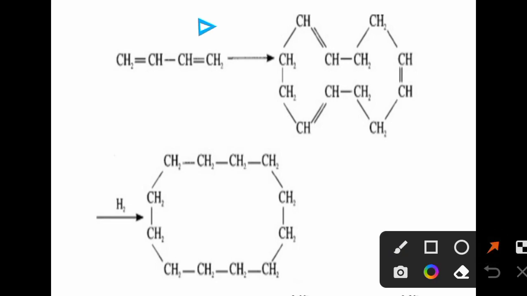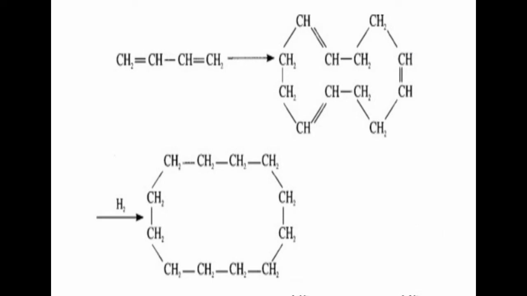You can see here, if you consider this first carbon, this is fifth and this is the ninth. This is the cyclic 1,5,9 triene trimer. This undergoes hydrogenation. After hydrogenation, the addition of hydrogen takes place across the carbon-carbon double bond, and both the CH of the double bond get converted into CH2. You can see here.